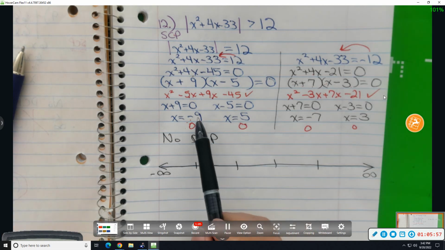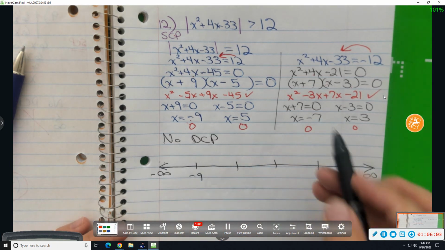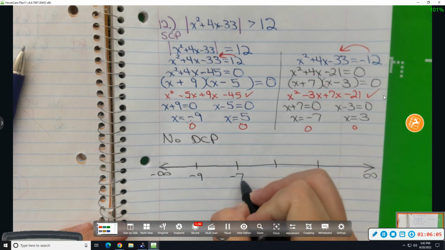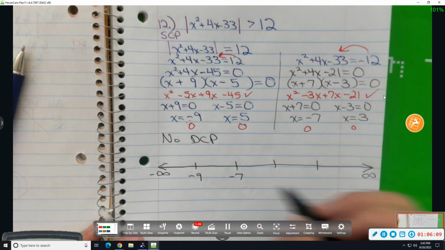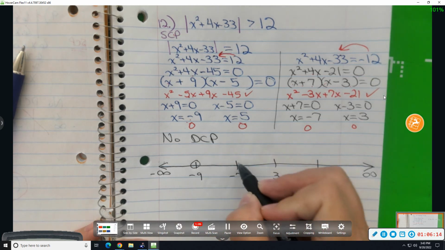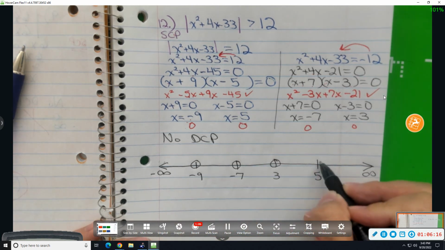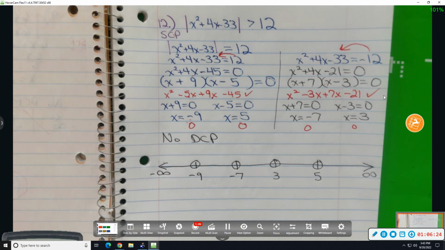Okay, I agree. The one closest to negative infinity, the smallest cut point, is negative 9. And then the negative 7. They have to go in numerical order, small to big. So then the positive 3 and the positive 5, they're all open. And I want to make a note of something. The test value, does that appear in your final answer?